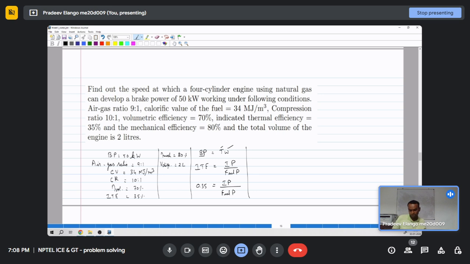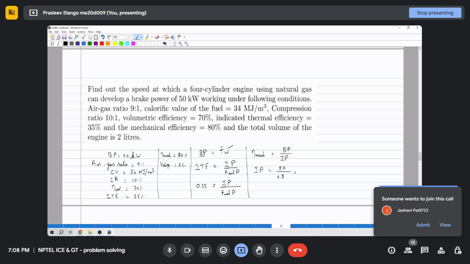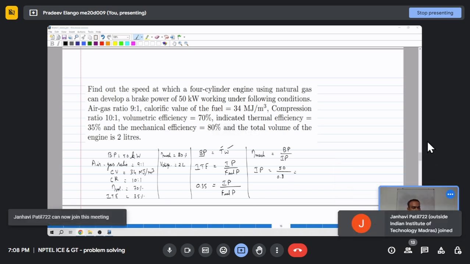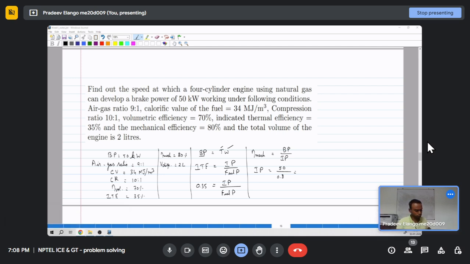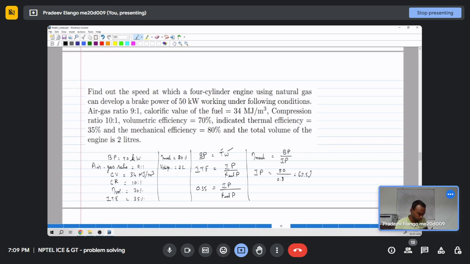Then we have mechanical efficiency, which is brake power by indicator power. So indicator power is equal to brake power by mechanical efficiency. So here brake power is 50 kW and mechanical efficiency is 0.8. So indicator power is 62.5 kW.